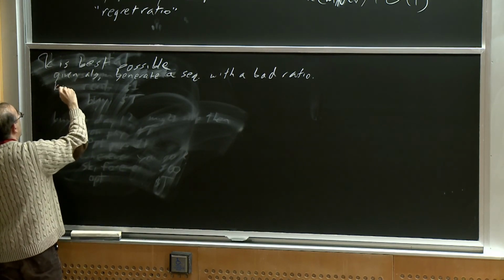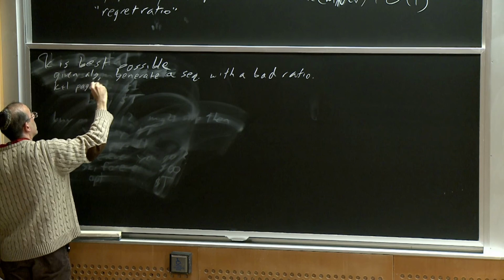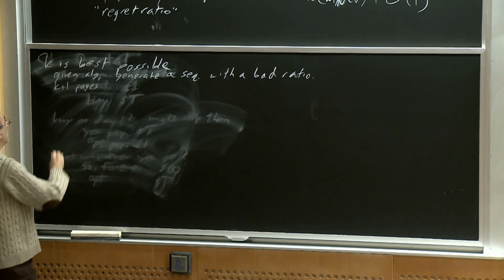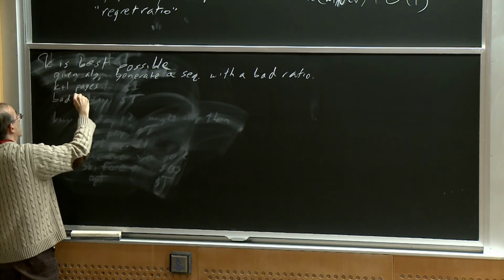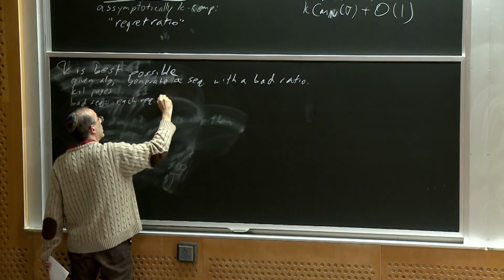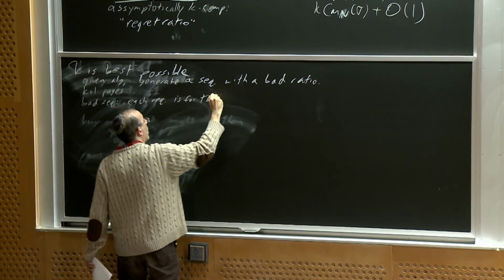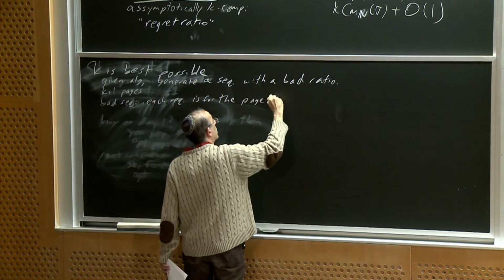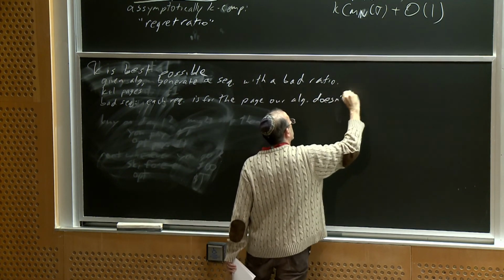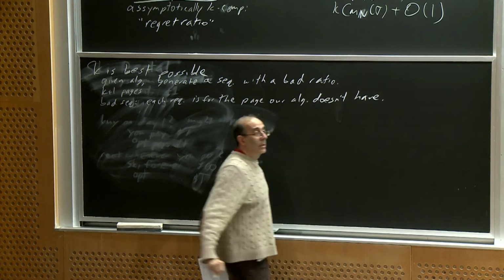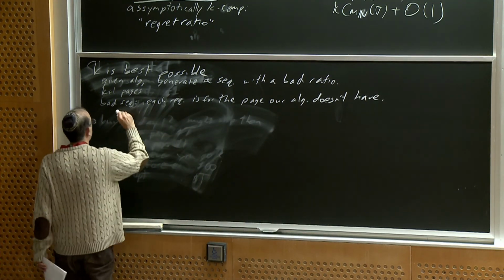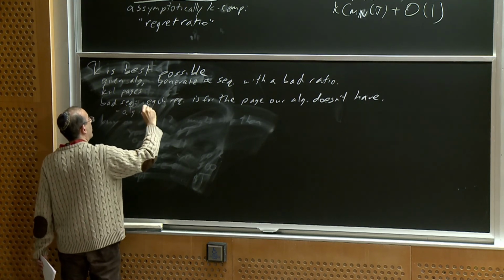We're only going to use k plus 1 distinct pages that we ask for. And the adversarial sequence is that each request is for the page our algorithm doesn't have. So if every request is for the page our algorithm doesn't have, the algorithm faults every step.